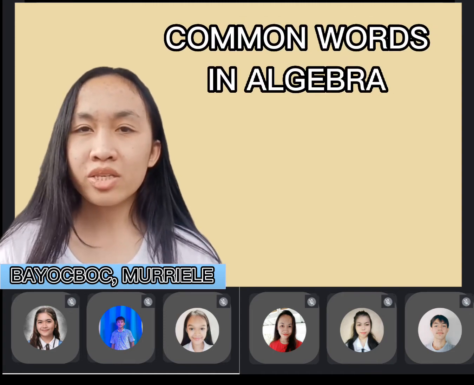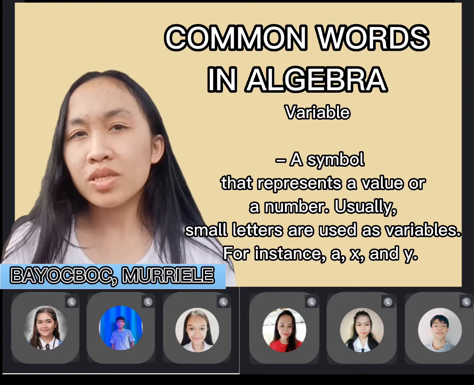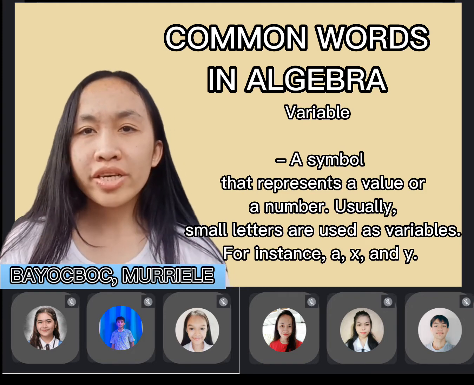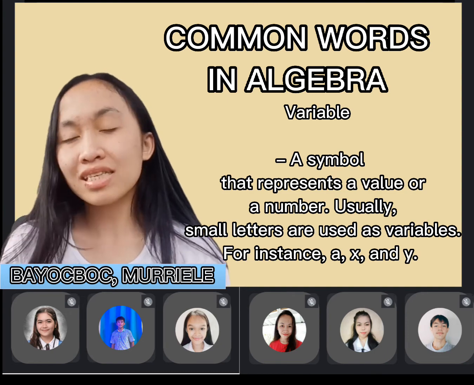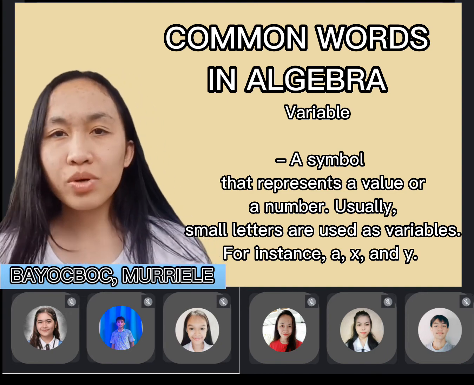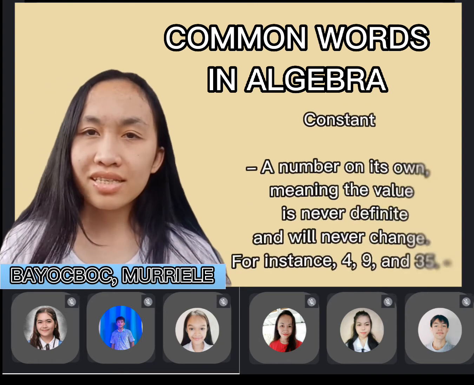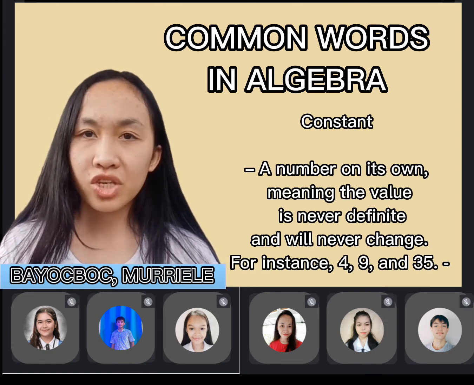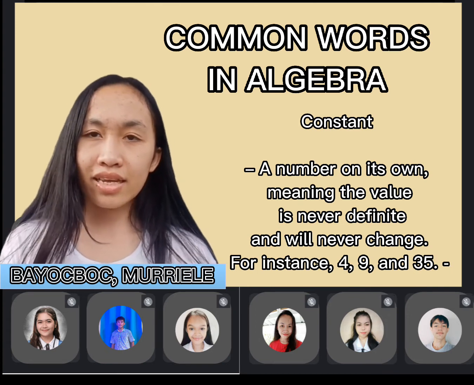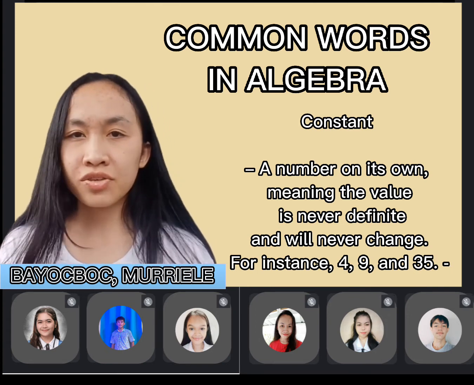The first one is variable. It is a symbol that represents a value or a number. Usually small letters are used as variables. For instance, a, x, and y. Second is constant, a number on its own, meaning the value is definite and will never change. For instance, 4, 9, and 35.